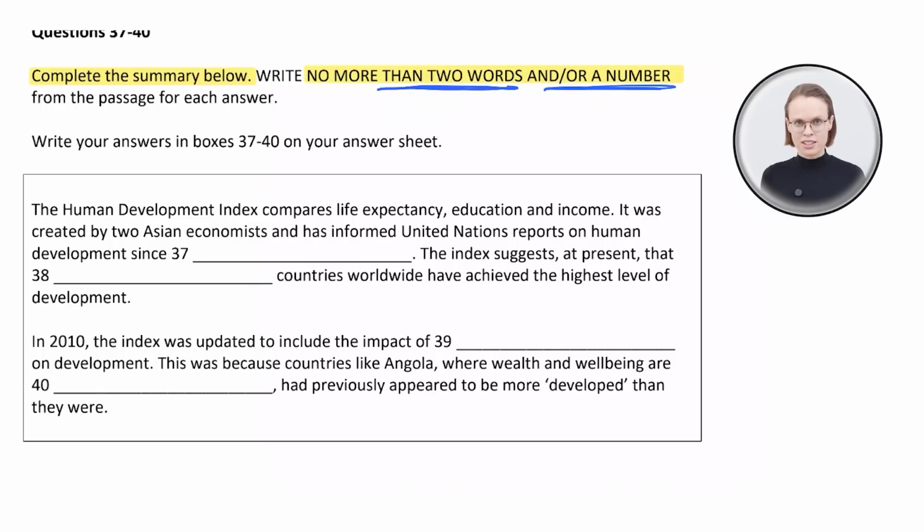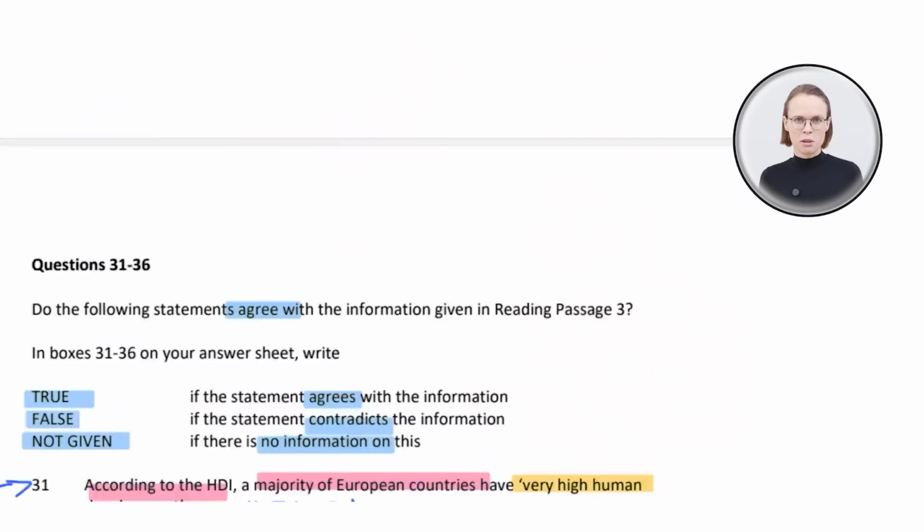Now let's take a look at the summary, and let's take a look at the first sentence that has a gap. Here it says, it was created by 2 Asian economists and has informed United Nations reports on human development since something. Now, what is this about? The Human Development Index, of course. And we want to know since when it has informed United Nations reports on human development.